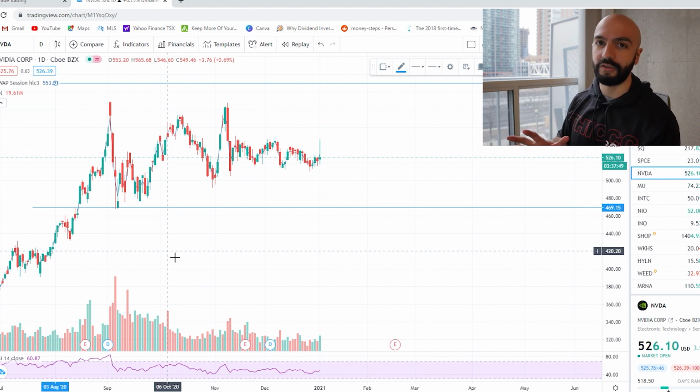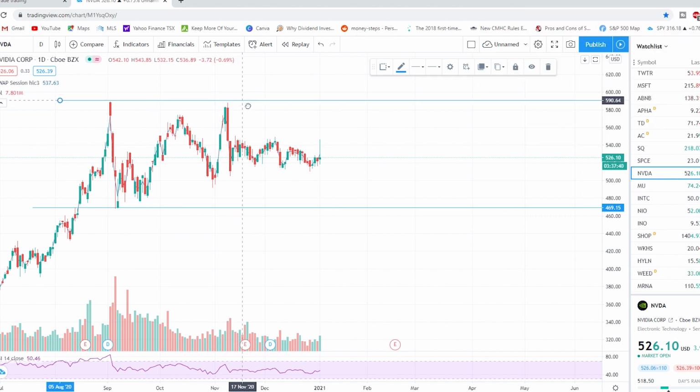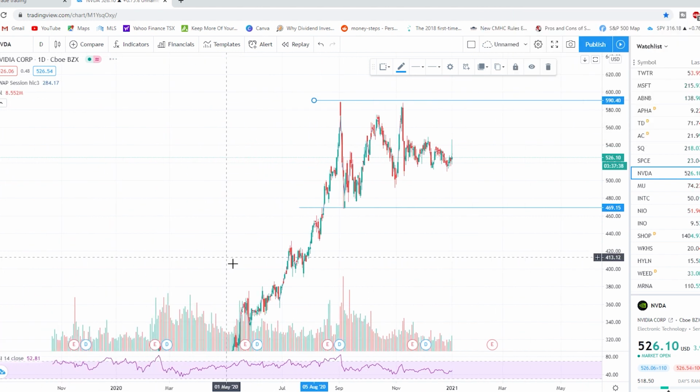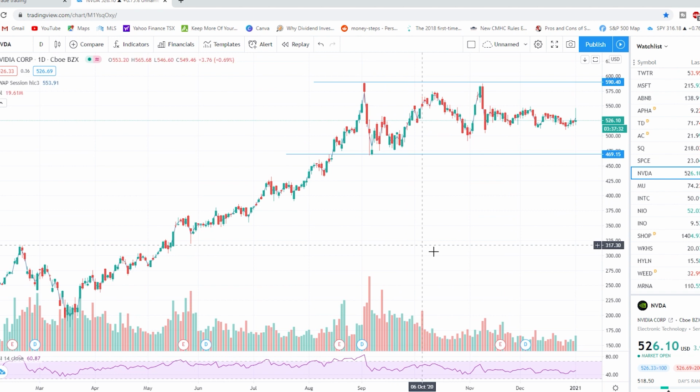There are two ways to do strangles: technical analysis and choosing the Greeks. With Nvidia, I went pure technical analysis. If you take a look here, Nvidia has been trading within this range since September. Let me just reset this chart.